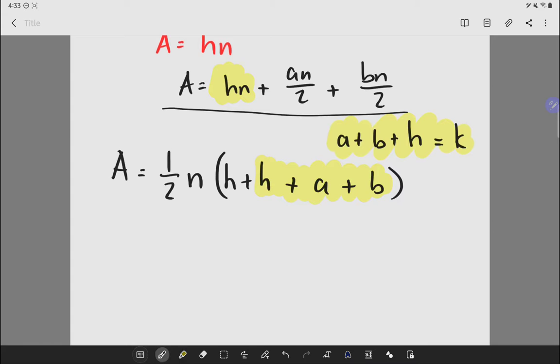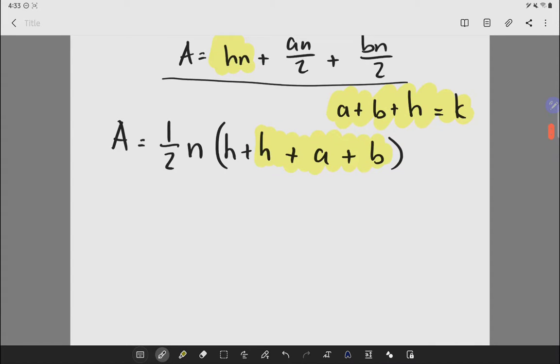Now, this whole thing here equals, well, according to what we just wrote as our definition for a and b, it is k. That thing there is k, that yellow highlighted bit. So we can rewrite this whole thing as such: h plus k.